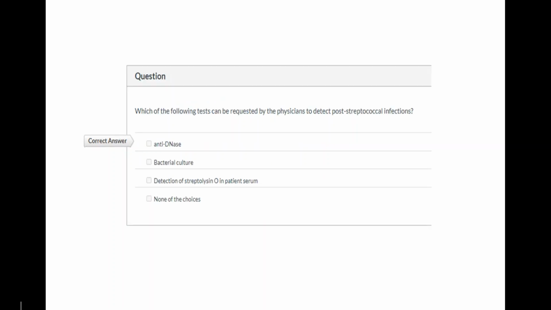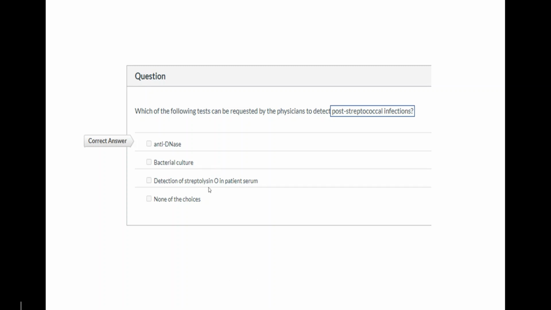Now, which of the following tests can be requested by the physician to detect post-streptococcal infections? Okay, the keyword here, class, is post-streptococcal infection. When we say post-streptococcal infection, the infection is already done. There is no more bacteria present in the system of the patient. So during a post-streptococcal investigation, the best test to request here is to detect for the presence of antibodies. We cannot perform bacterial culture here because most probably we will not be able to isolate any organism.